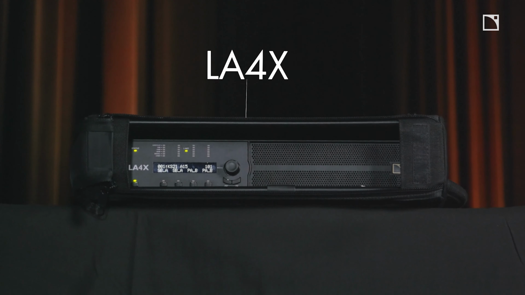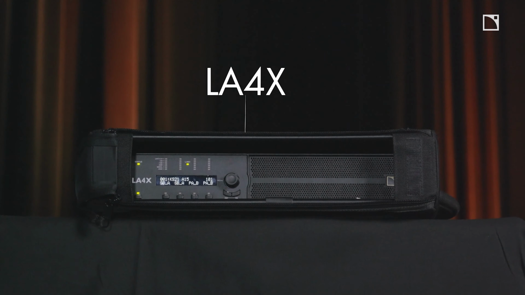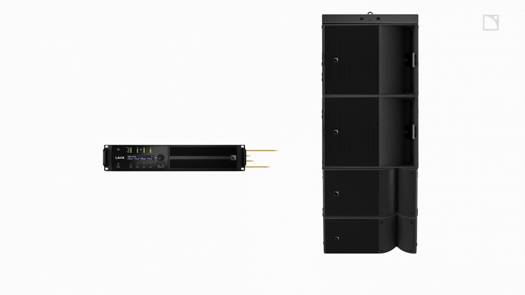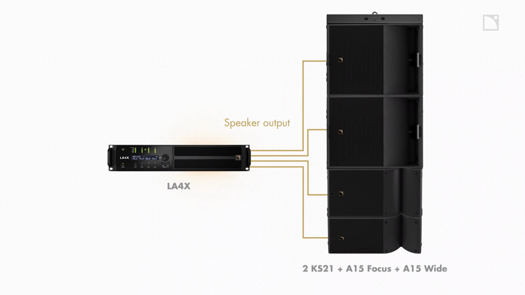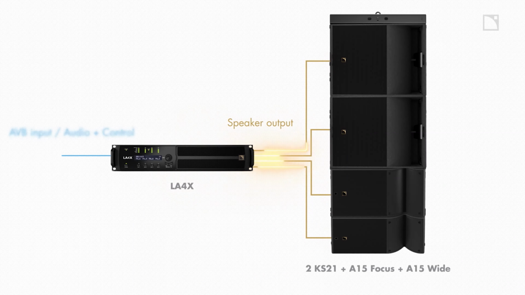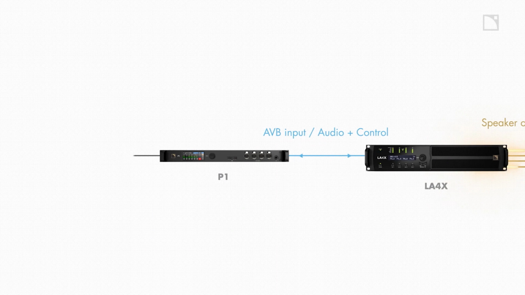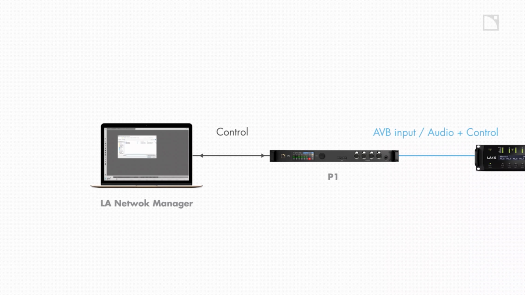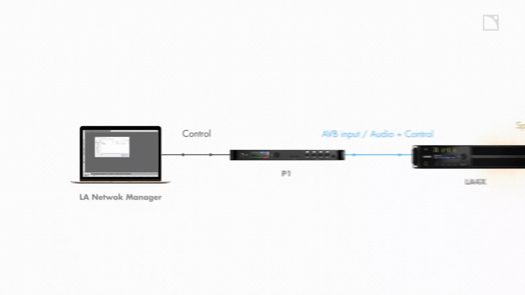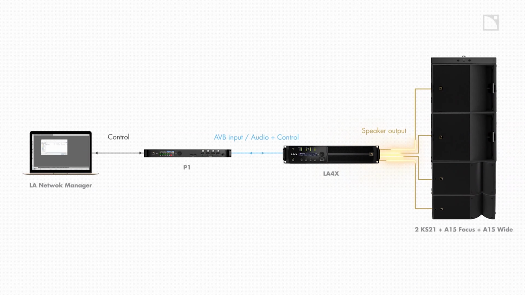To power this entire setup requires only one LA4X amplified controller. The 4-channel LA4X comes integrated with a Milan AVB audio network that provides audio and control with just a single cable. The audio today is coming from the P1 AVB processor, with its integrated network switch connected to the LA4X amplified controller and my laptop running LA Network Manager 3.0.